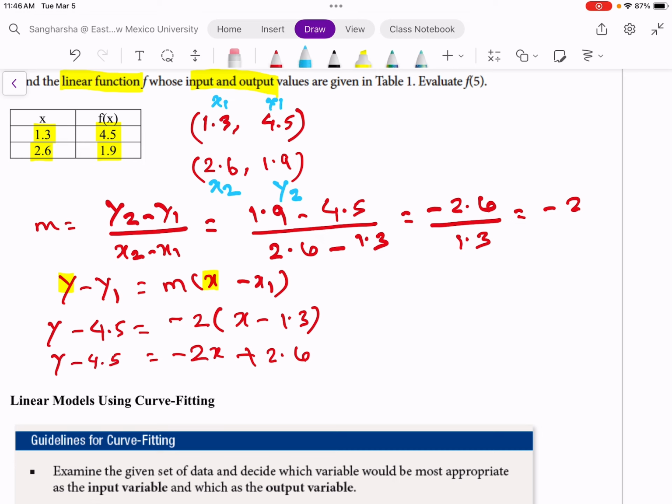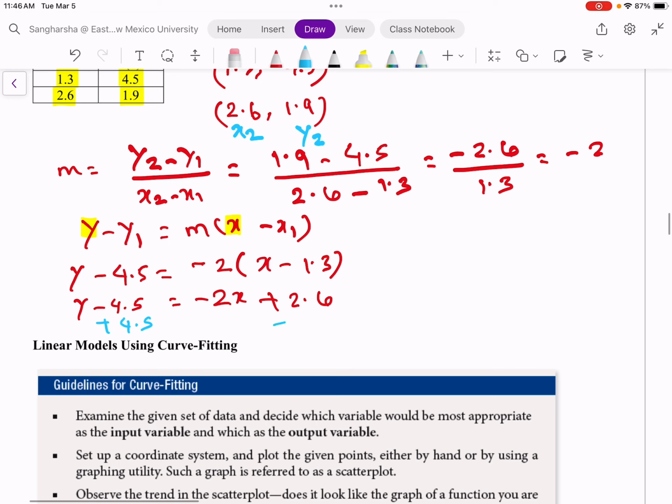Now let's write this in slope intercept form. We're going to solve for y. So let's get rid of 4.5. We're going to add 4.5 on both sides, and our y equals negative 2x plus 2.6 plus 4.5. What is this equal to? 7.1. Okay, 7.1.